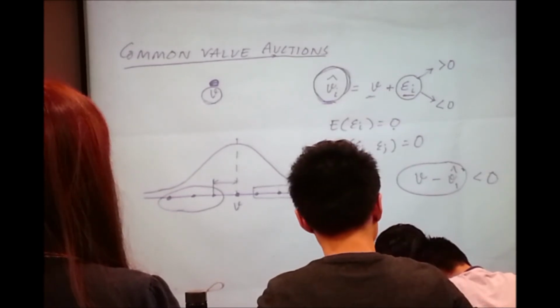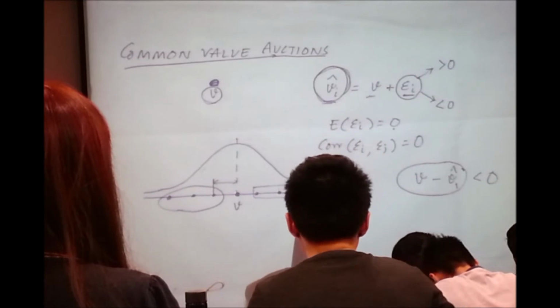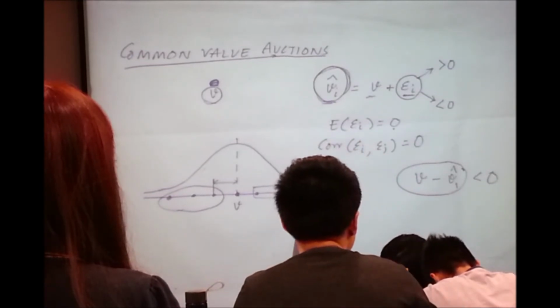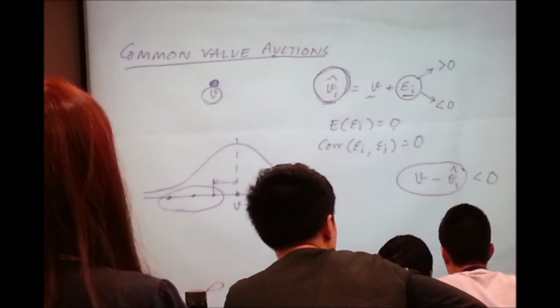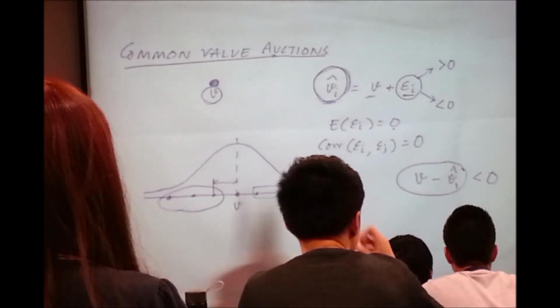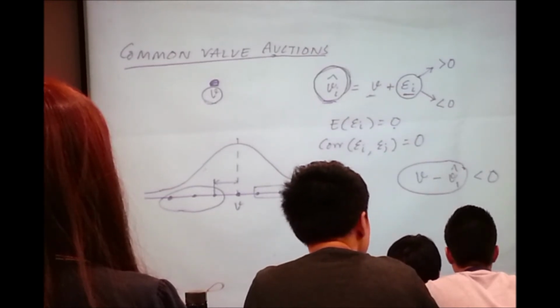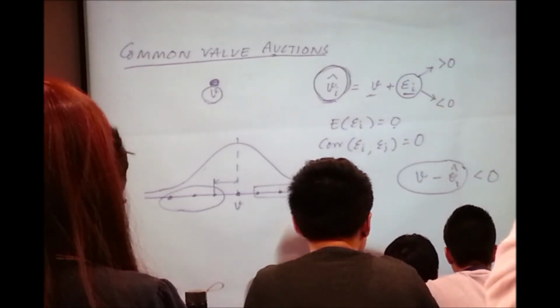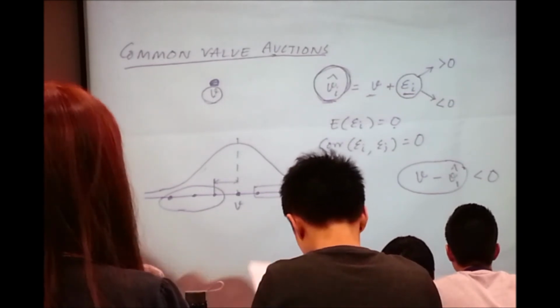You say, Sovan, I know that this is the distribution of estimates. I am here. On average, if I win, I am here. So I have got this winner's curse problem. What am I going to do? I am going to discount my bid. Whatever my estimate is, that's not what I am going to pay. I am going to discount my bid.